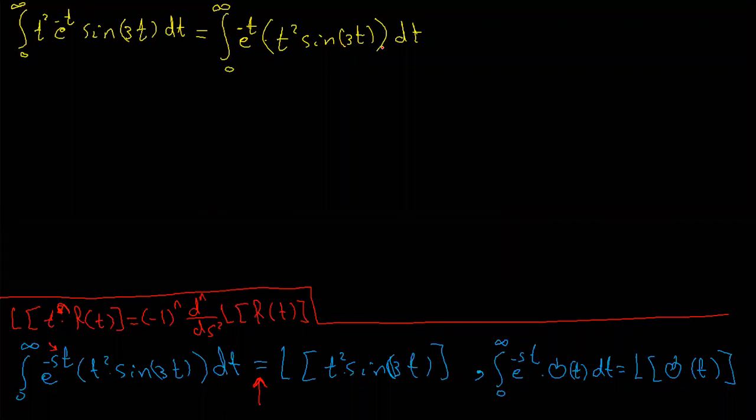Could you please repeat again, but slowly, because your voice isn't clear. We're going to use the same idea. It's going to be t squared sine 3t times e to the negative t. It's the Laplace of e negative t. It's the same rule, the one in red.